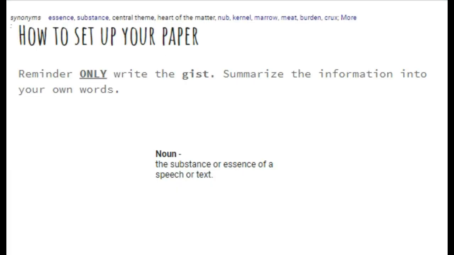Now, how do you set up your paper? Remember to only write the gist. Really summarize the information into your own words. Now, that word gist, it's a noun, and it does mean the substance or essence of a speech or text. So as you take your notes, just write down the gist.